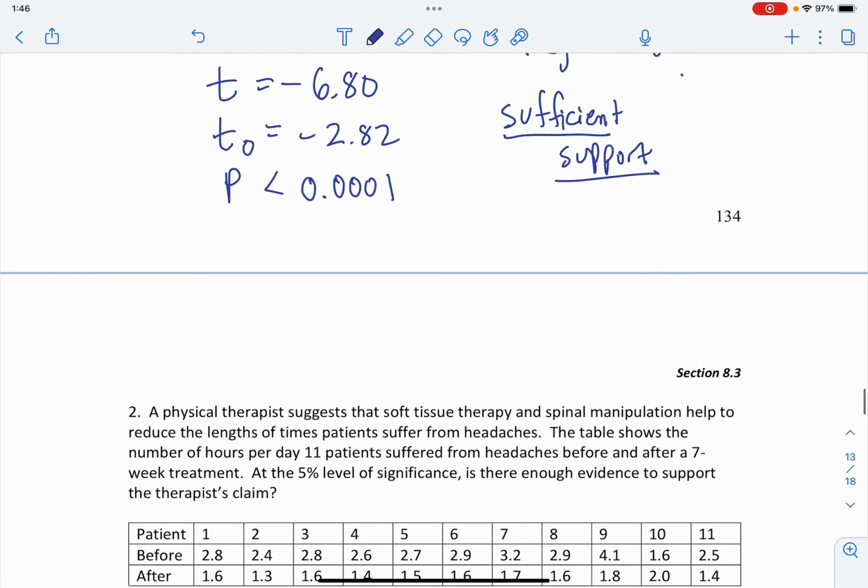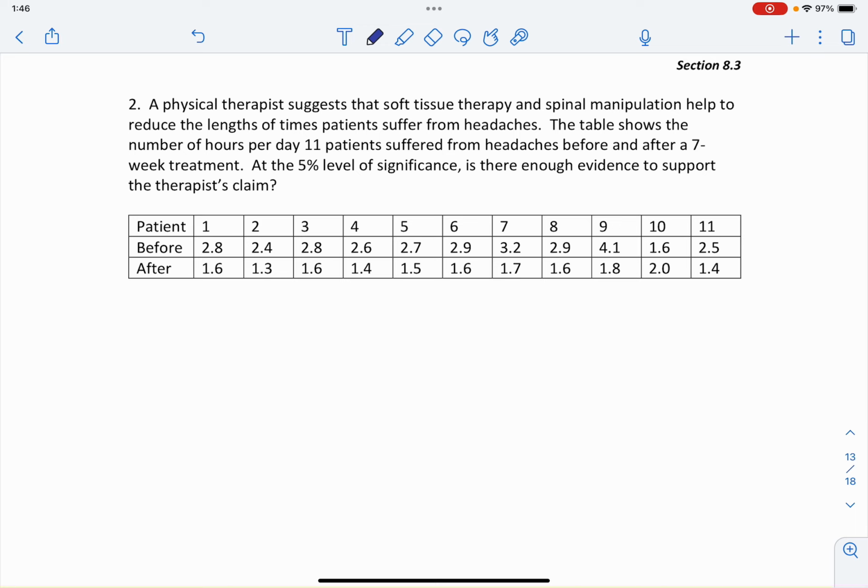Let's try another one. Here's one where we have a physical therapist suggesting that a treatment helps to reduce the length of patients' headaches. Okay, and so that's what we have in the data. Is there enough evidence to support that therapist's claim? So again, we're going to do mu sub D is before minus after, because that's how most problems are completed. And that's how StatCrunch really does it. And then we can get our H0 and HA.